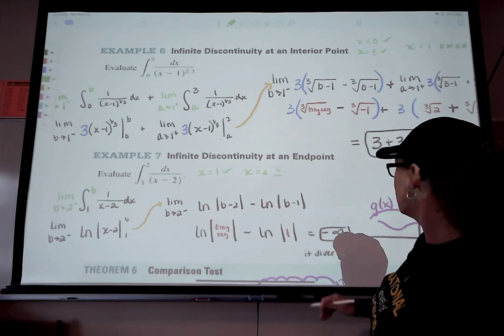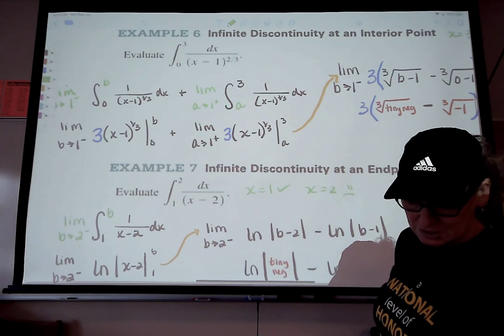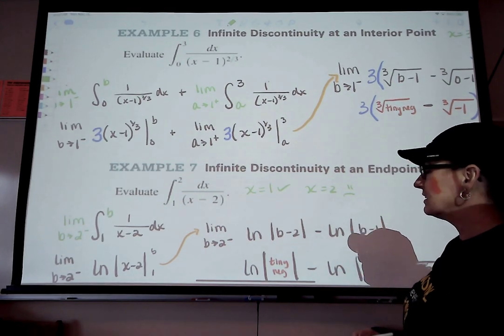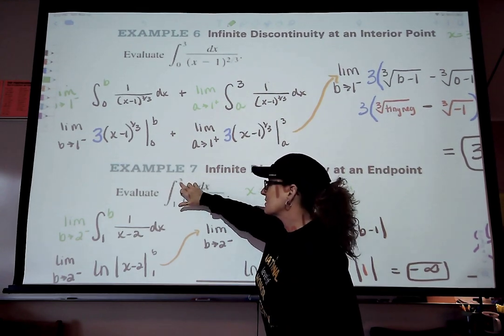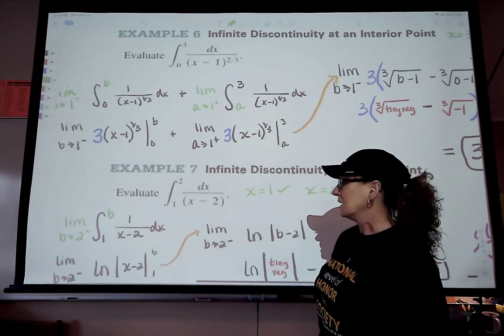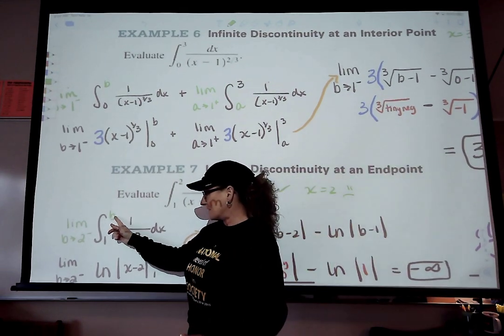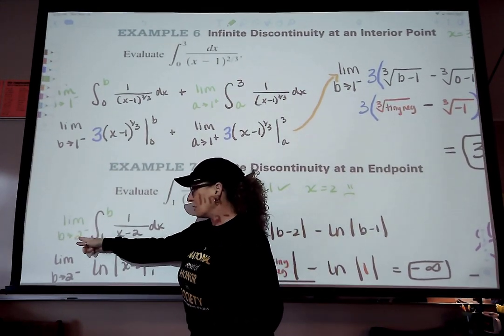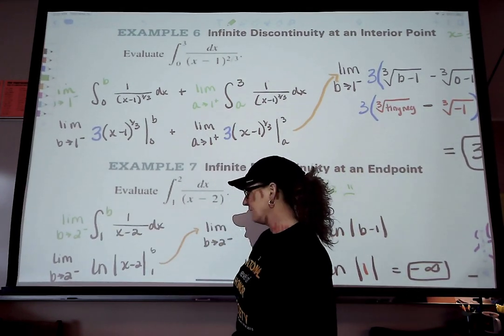Okay. Don't look at this graph. This graph is for later. But here we have an infinite discontinuity at an endpoint. So check these two numbers. This one's fine. This one is where you have a problem. Got a problem here. No big deal. Replace it with a variable. Send your variable to 2, but remember we're going to 2 from the underneath side of it.